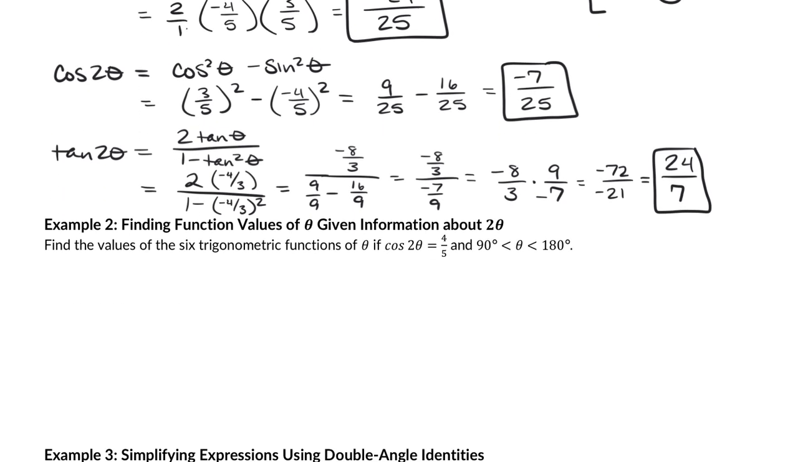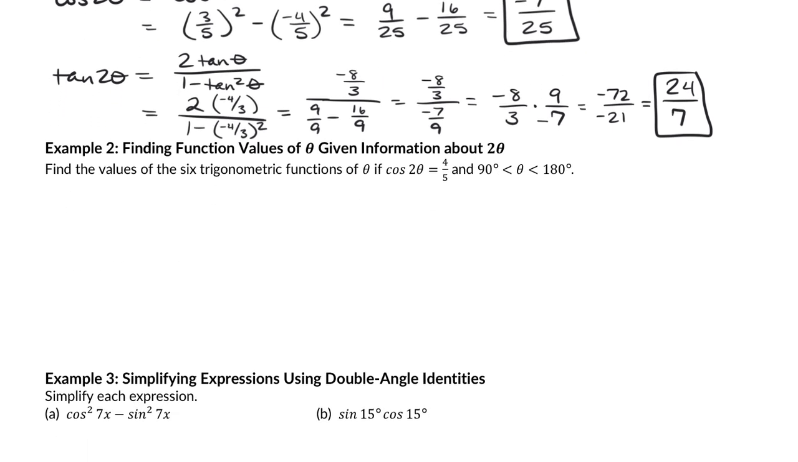What we can also do is find the values of all 6 trig functions, not just sines, cosines, and tangents. Example 2 says find the values of the 6 trigonometric functions of theta if cosine of 2 theta is equal to 4 over 5, with theta between 90 degrees and 180 degrees. What quadrant am I in, by the way, between 90 and 180 degrees? Quadrant 2. So that's just a good note for yourself. That way we can remember what should be positive and what should be negative later.